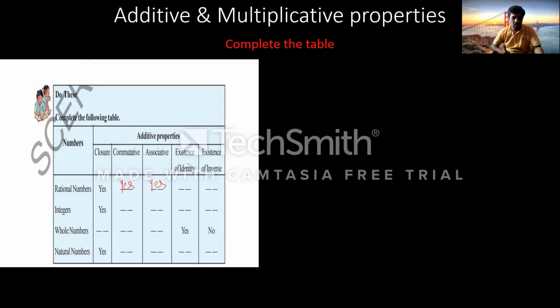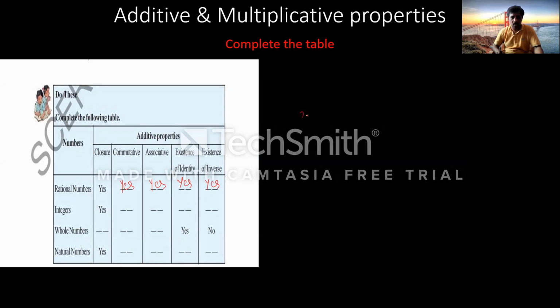Existence of identity. We know additive identity is 0. Does 0 exist in rational numbers? Yes. So, we should write yes. Now, existence of inverse. For any rational number, additive inverse exists. So we can write rational numbers satisfy existence of inverse.